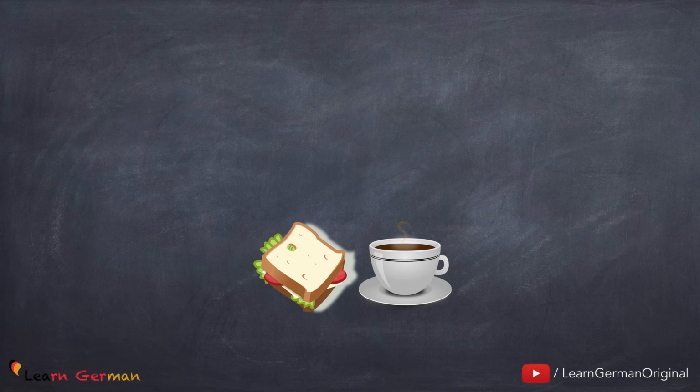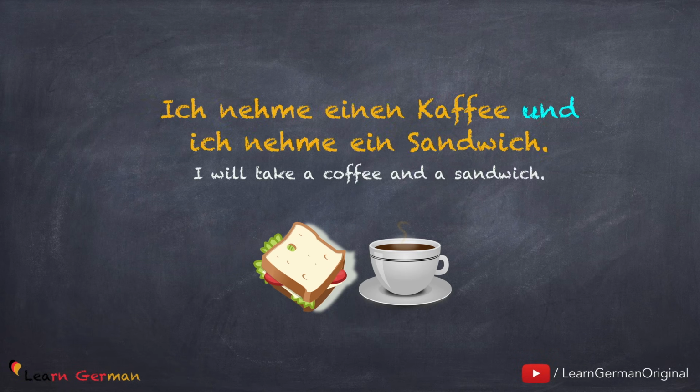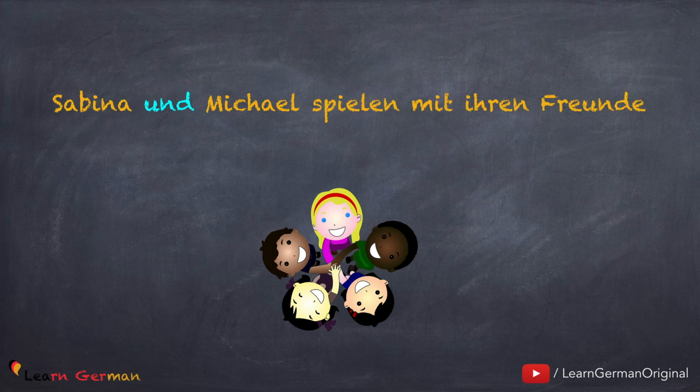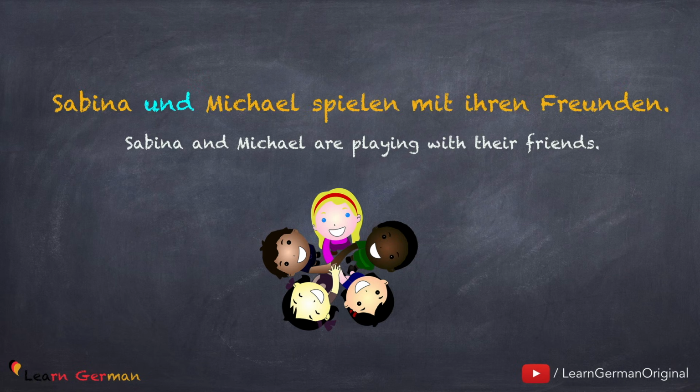Let's look at another sentence. Ich nehme einen Kaffee und ich nehme ein Sandwich. Now in this case, since the verb and the subject for both the sentences are the same, we don't need to repeat them. We would say: Ich nehme einen Kaffee und ein Sandwich. Here's another example with the conjunction und. Sabine und Michael spielen mit ihren Freunden.